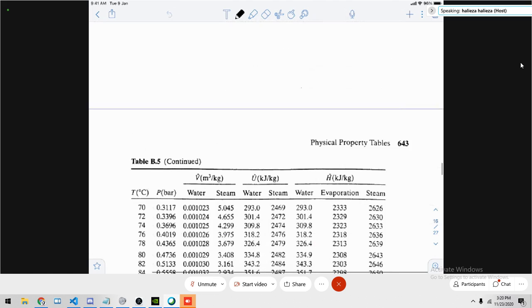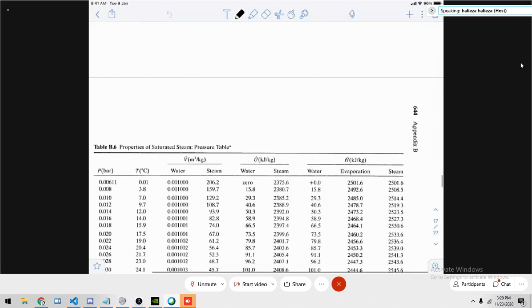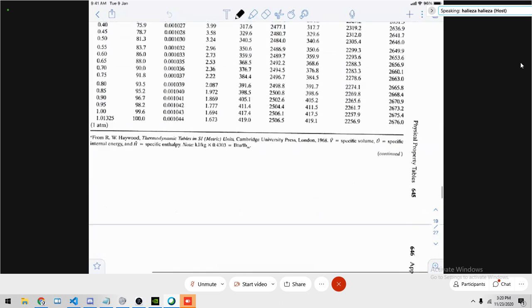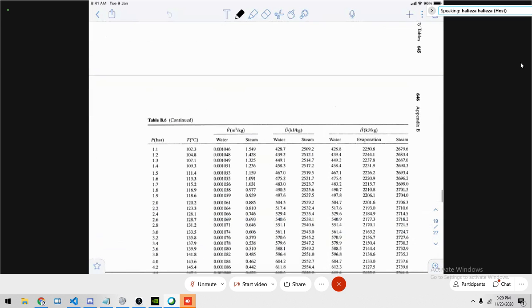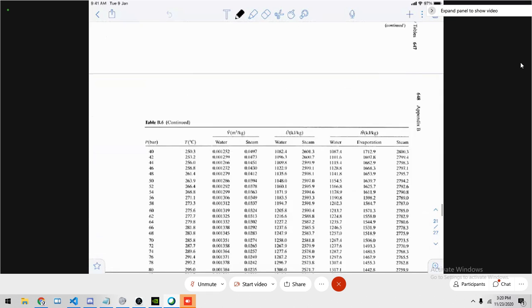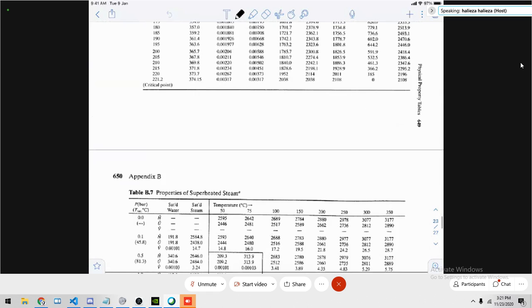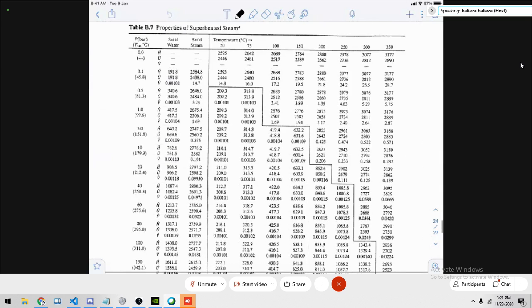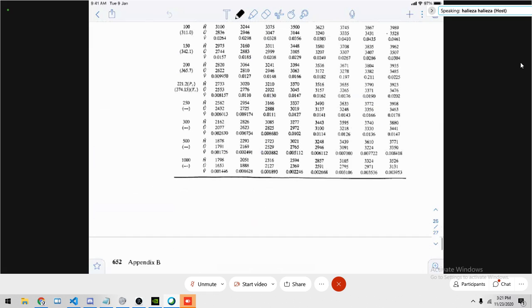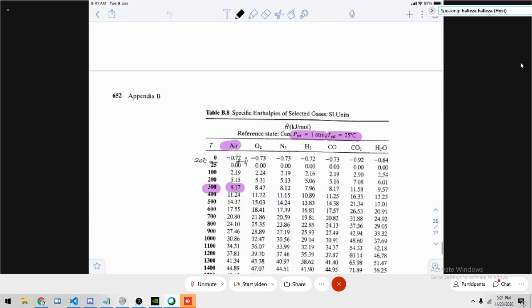You can use the inlet, that's no problem. But if you use that as your reference state, you need to integrate using CP. So why not just get it directly from appendix B, table B8? You don't need to integrate; you just get it directly from the table, or you just need to interpolate.